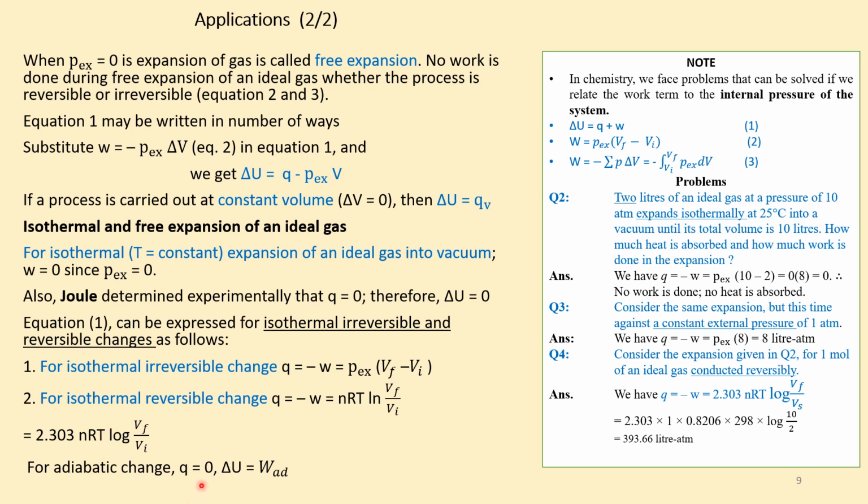For adiabatic change, Q is equal to 0. Therefore, delta U is equal to W adiabatic, because heat transfer is 0.